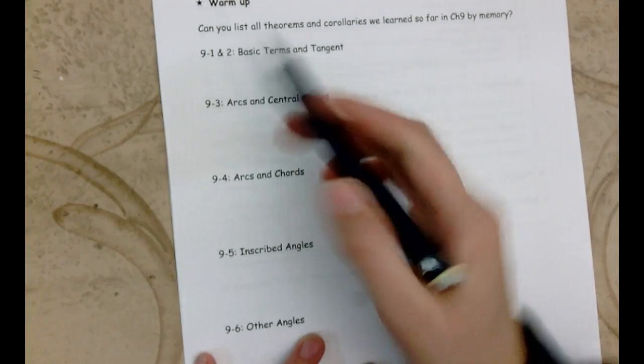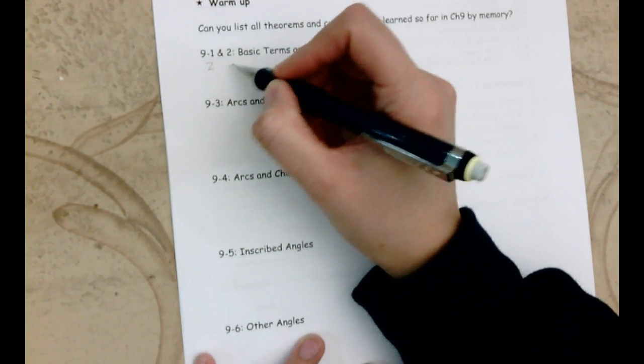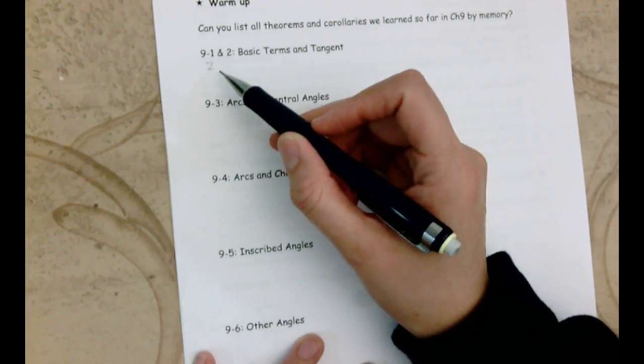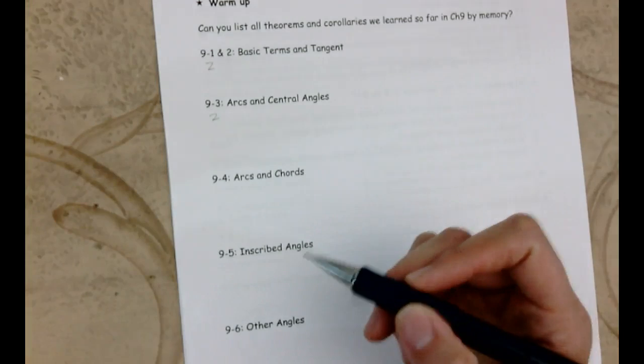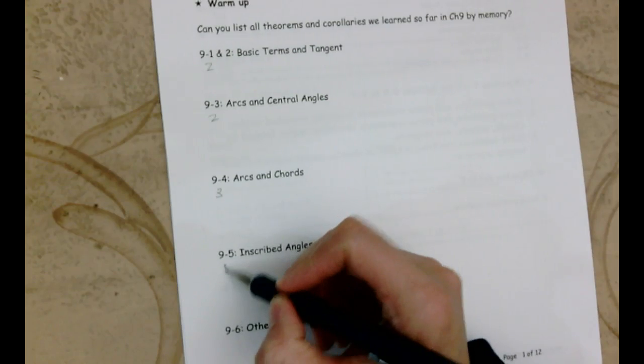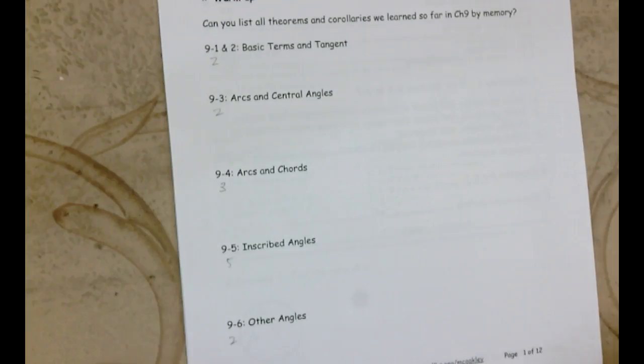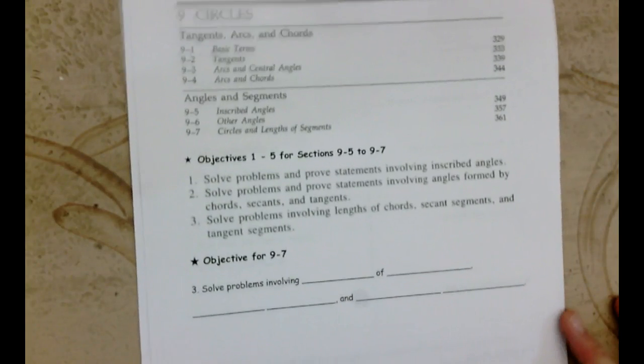So in sections 1 and 2, there are 2. Well, one was the converse and the conditional, and then the other one is a different one. So there are 2. In section 3, there were 2. And in 9.4, there were 3. In 9.5, there were 5. And 9.6 that we just did, there were 2. Okay? See if you can remember it without looking at your list. Maybe draw a diagram and remind yourself. Okay? All right, you don't get to see the summary sheet during the test, so it's important that you can remember it. Okay? All right.